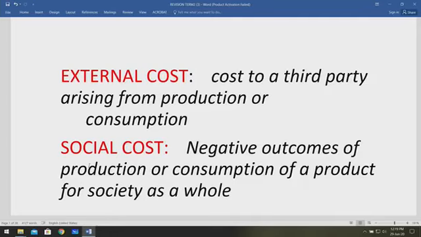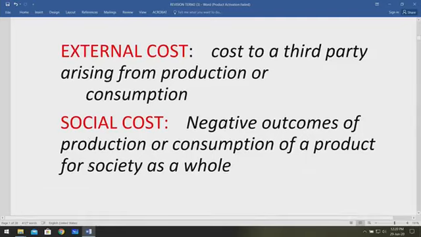Whereas your social cost, on the other hand, these are negative outcomes of production or consumption of a product, and it is something that affects society as a whole. It doesn't affect a particular person or a particular area. It is society as a whole. And a good example there would be pollution. If you think of the cars out on the roads causing pollution, the entire society is affected by that negative outcome of pollution.